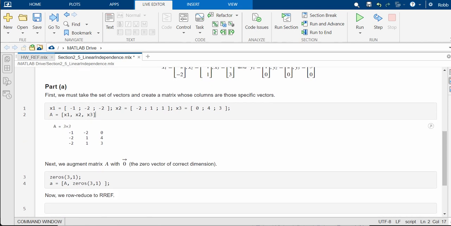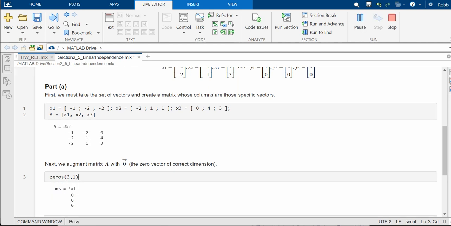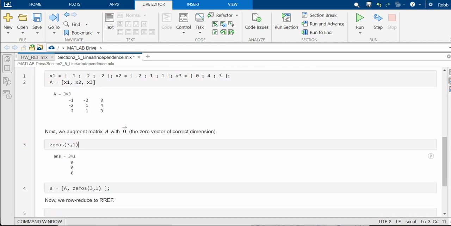Okay, so now we're going to augment this, and let me just show you this zeros(3,1). Check out what this does. This just creates a zero vector. It actually will create a zero matrix, but I put 3 rows, but only 1 column. So if I specify just 1 column, it's creating a zero vector. If I specify like 3 by 3, it'll create, well, let's try it, right? So it'll create whatever size matrix I ask it to, and just fill it with zeros.